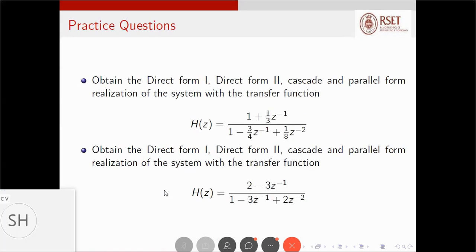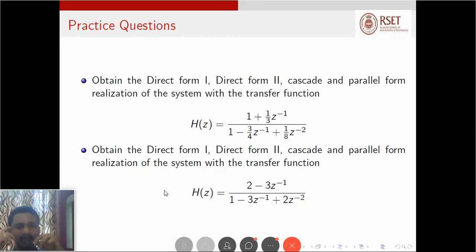If students are interested, they can take these practice questions. These are some of the previous university question paper questions. Obtain the direct form 1, direct form 2, cascade and parallel form realization of the system with the transfer function H of Z equal to 1 plus 1 by 3 Z inverse divided by 1 minus 3 by 4 Z inverse plus 1 by 8 Z raised to minus 2. Similarly, the second question, H of Z equal to 2 minus 3 Z inverse divided by 1 minus 3 Z inverse plus 2 Z raised to minus 2. If they are interested, they can practice by realizing the corresponding system transfer function in direct form 1, direct form 2, cascade and parallel form.